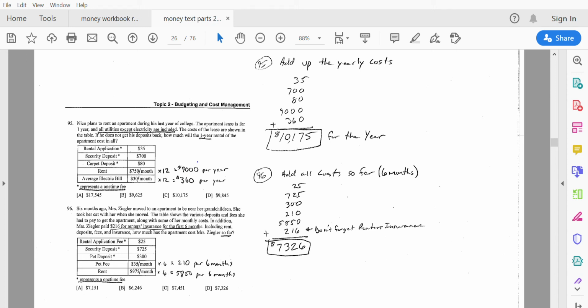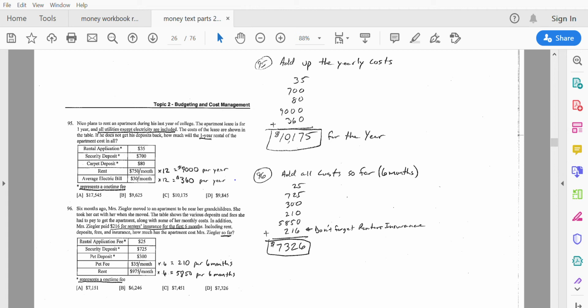So rent ends up being $9,000 per year. Electricity ends up being $360 per year. So now we take those yearly costs, these three and these two, I put them all up here. We just add them up, and we get $10,175 a year. And it looks like I forgot to circle the answer right there. So that's how you figure out the yearly costs.